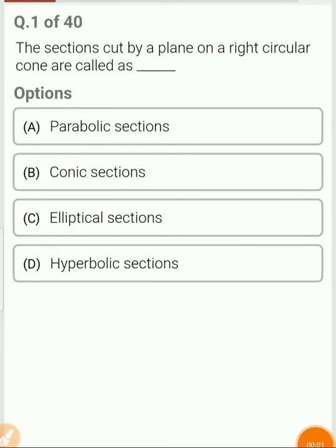Hello students, in this video lecture I am going to cover MCQs related to engineering curves. So let's start with question 1. The section cut by a plane on a right circular cone is called as.